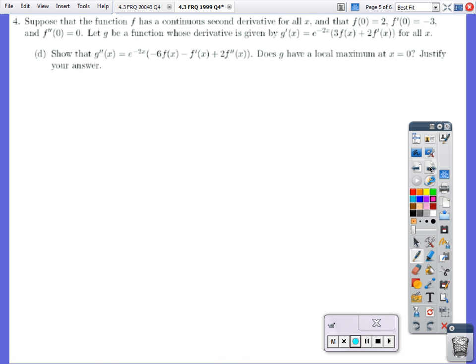Last part, part D: show that the second derivative is equal to that equation. Does g have a local minimum at x equal to 0? So let's start with just finding the second derivative. Given the first derivative, g prime of x is equal to e to the negative 2x times 3f of x plus 2f prime of x, I can tell that I'm going to have a chain rule based off the e right here. And then I also have a product rule because we're multiplying the e times this part of the function.